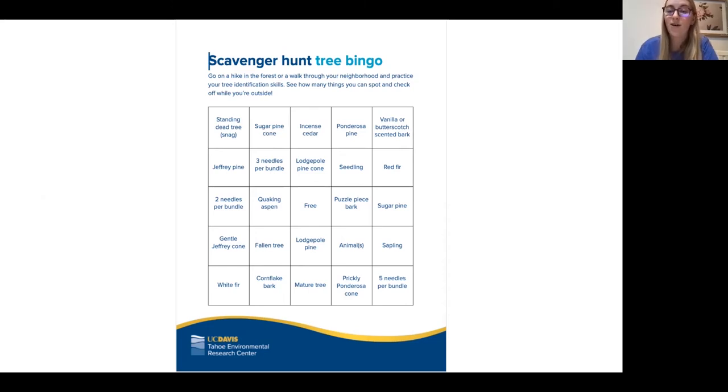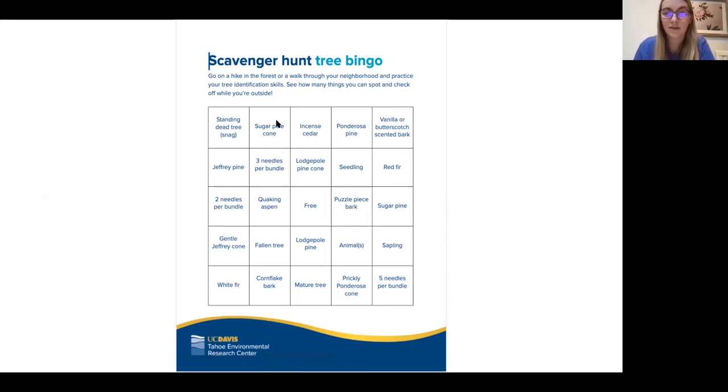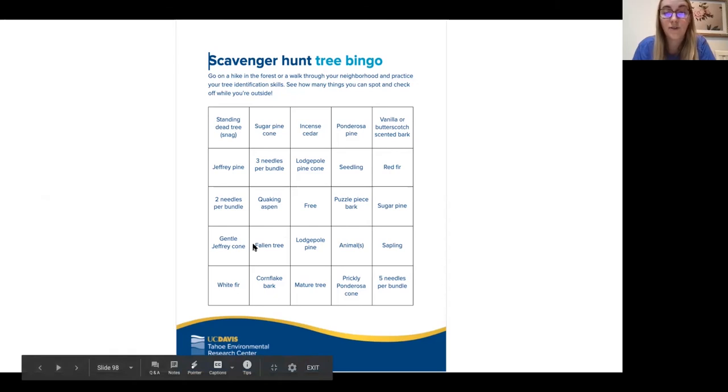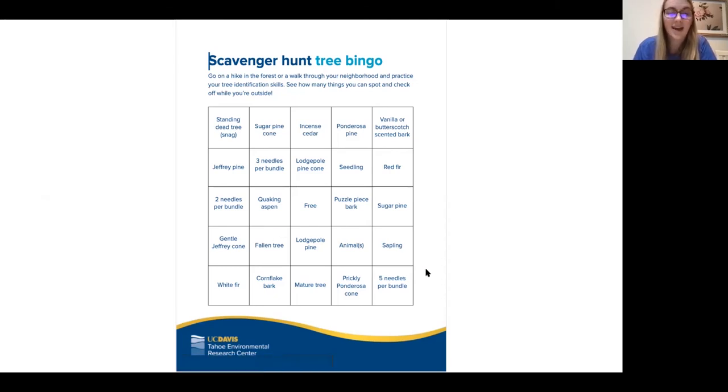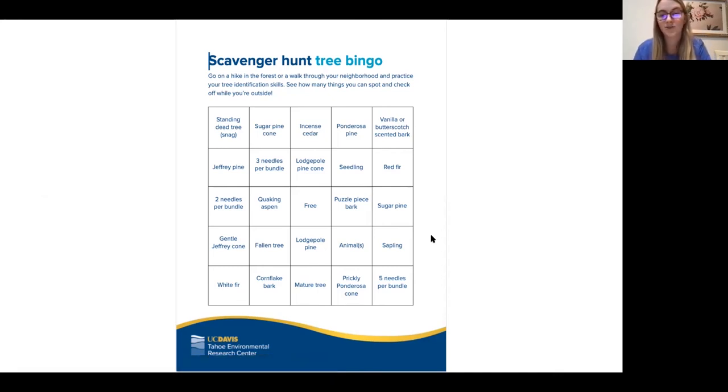So you can take these out on your next hike and practice your tree identifying skills by finding some of the trees that we talked about. So ponderosa pine, or looking for a sugar pine cone. You can also practice looking for different age groups, so seedlings, fallen trees, saplings. All of the terminology that's on the bingo card are things that we've discussed during this field trip, and you can challenge your friends or family to practice their tree identification and forest health assessment skills with you.